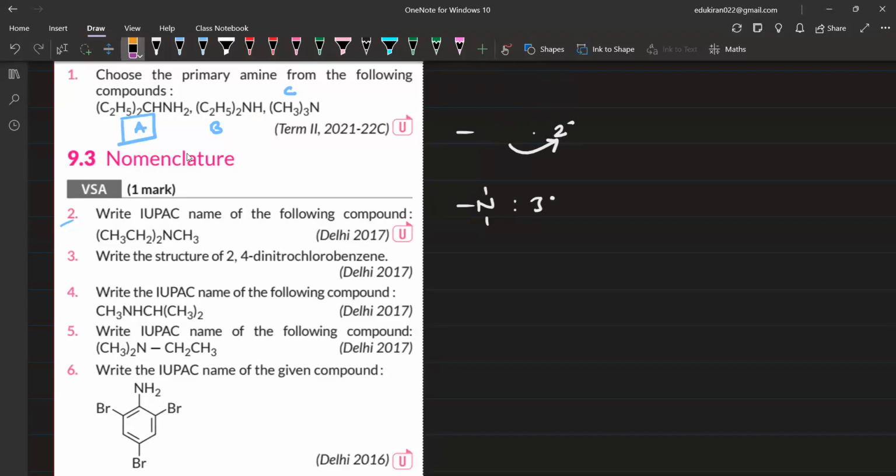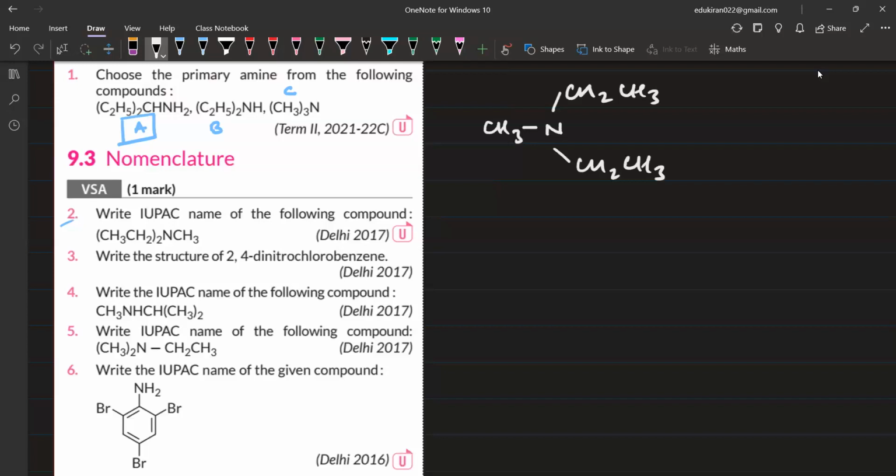Now moving on, the nomenclature part. The IUPAC name of this compound, so you make it properly first of all. You'll have CH3 that is bonded to nitrogen, and this nitrogen has CH2CH3 and one more CH2CH3. We have done this same type of nomenclature in the class also. Here, first of all, you will see there is no functional group, there is no unsaturation. You can directly choose the parent chain. The most number of carbon atoms is 2 carbons, so you can choose this as the parent chain. That means it is ethane.